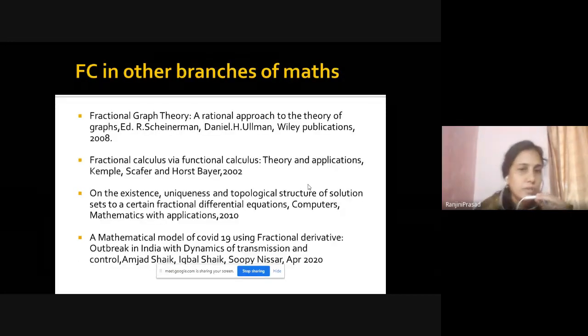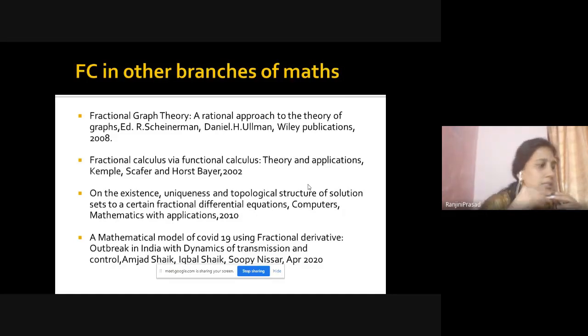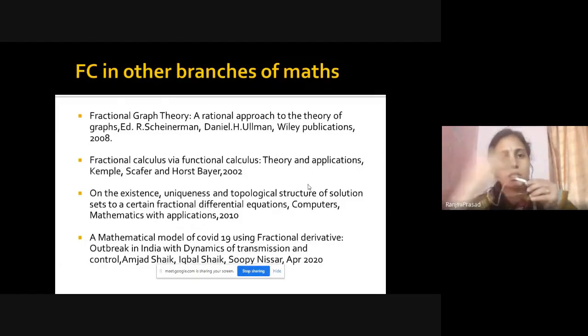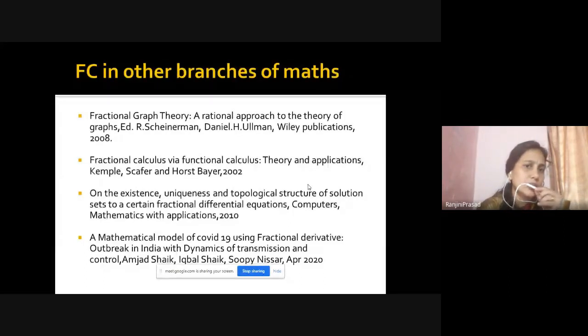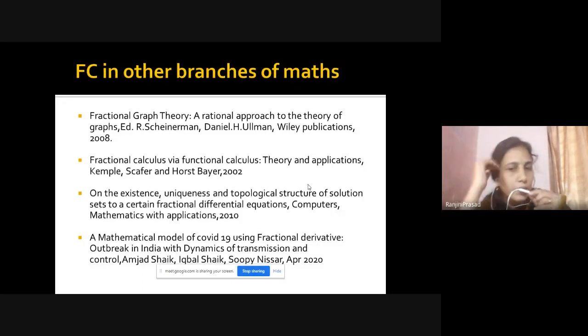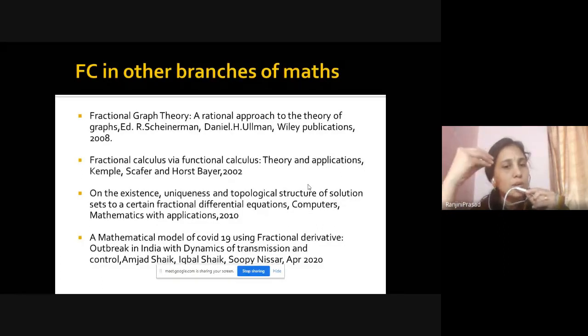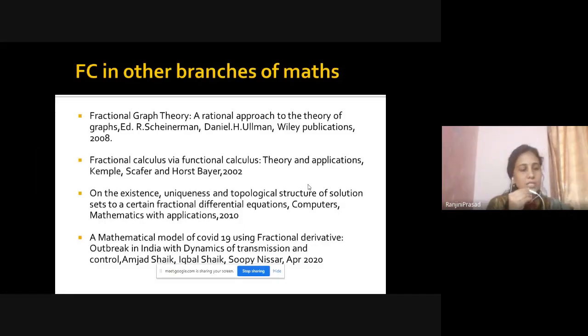Then in another branch, in graph theory, fractional graph theory also has a book available. In this, you can find fractional coloring, graph coloring, graph edging. They have developed fractional coloring, fractional isomorphism, fractional odds and evens. Everything is developed, and in this book it is given very clearly. Then in functional calculus also, we have fractional calculus theory and applications available from 2002. The existence and uniqueness part is highly developed in fractional calculus because there is a limitation of physical and geometrical application in fractional calculus. That's why the theory part is improving a lot.